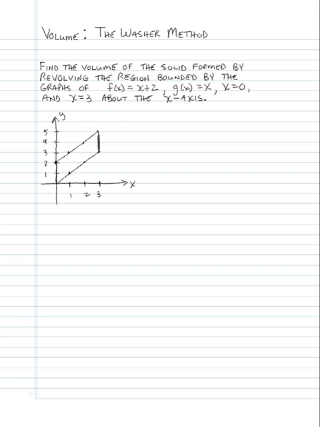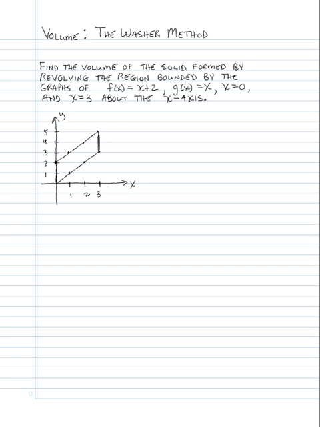So our first problem is to find the volume of the solid formed by revolving the region bounded by the graphs of f of x equal x plus 2, which is, of course, a straight line, g of x equal x, which, of course, is a straight line, the vertical line x equals 0, and the vertical line x equals 3, and we're going to rotate that about the x-axis. So let's see what the graph of this region is that we're going to rotate.